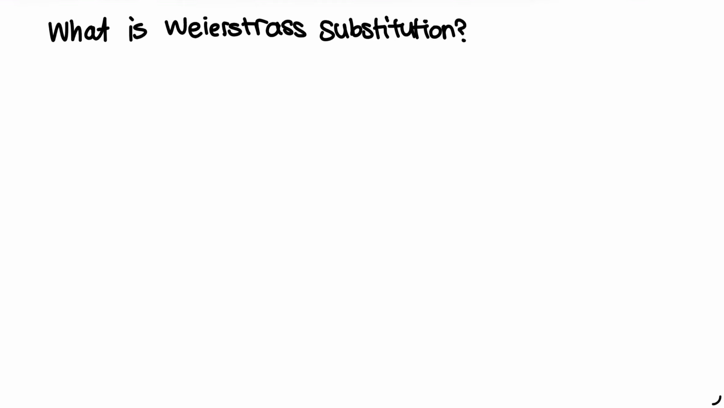Today, we are going to discuss the Weierstrass substitution. What is Weierstrass substitution? This is commonly known as tangent half-angle substitution. So what is tangent half-angle substitution?